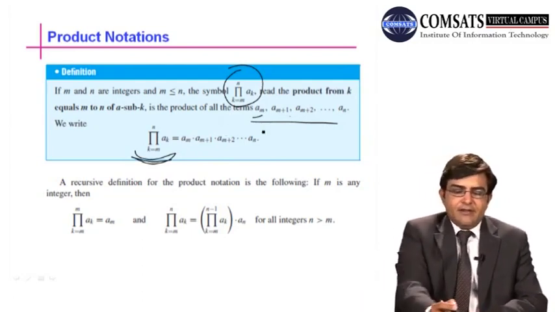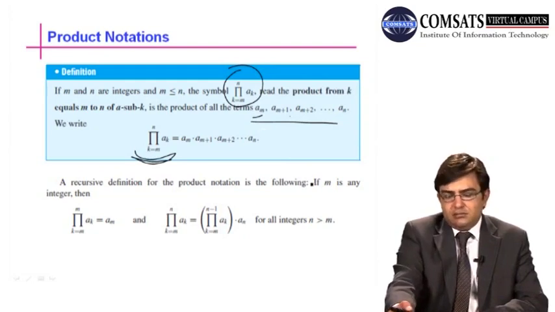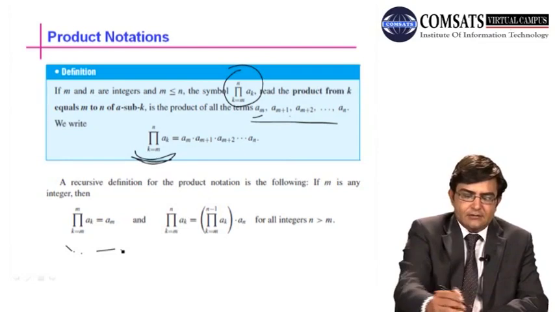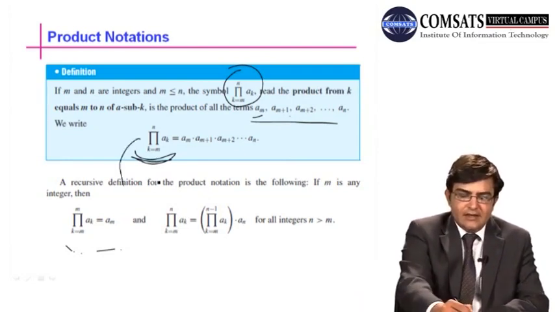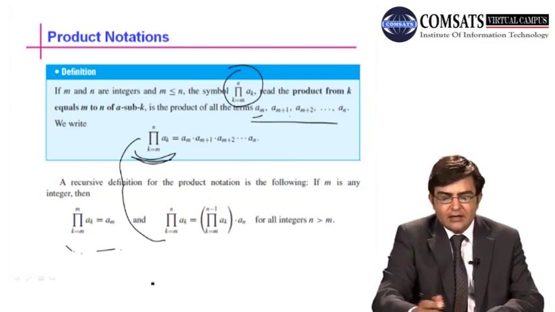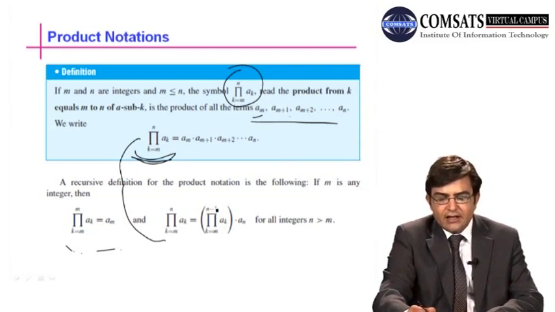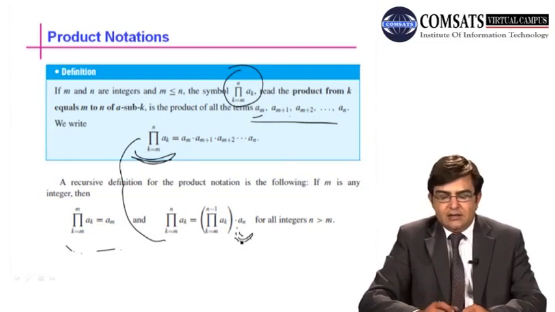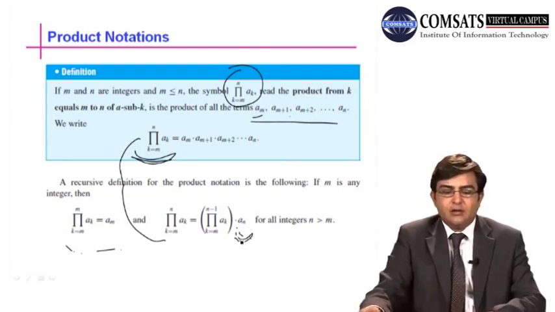So a recursive definition of the product notation can also be defined like this. If we have k equal to m to m, a sub k is only the first term, and this can be defined as the product from k equal to m to n of a sub k equals the product from k equal to m to n minus 1, and we write the last term separately. So this is basically the recursive notation of the product of the terms of the sequence.